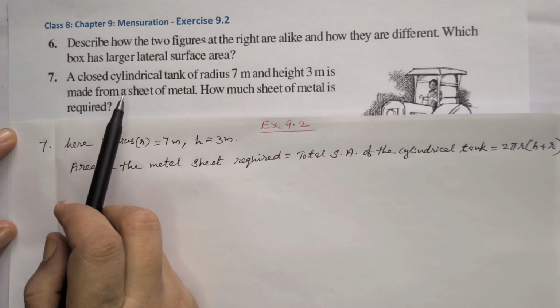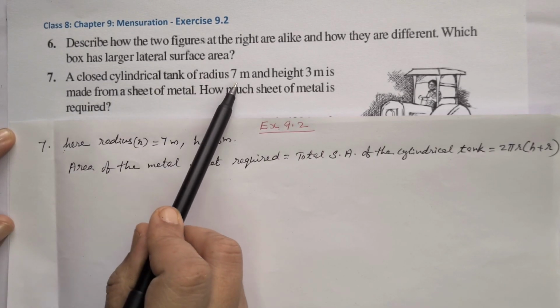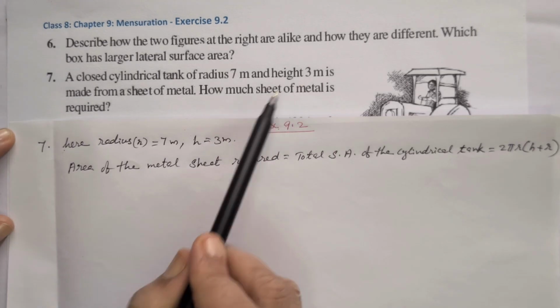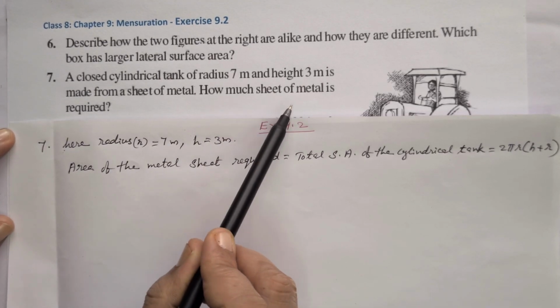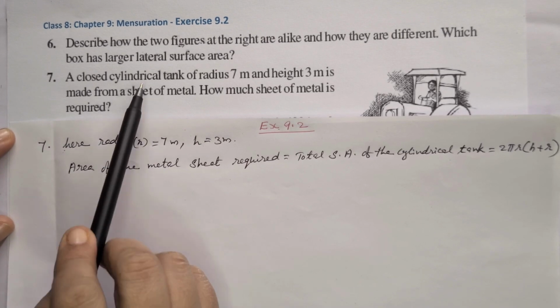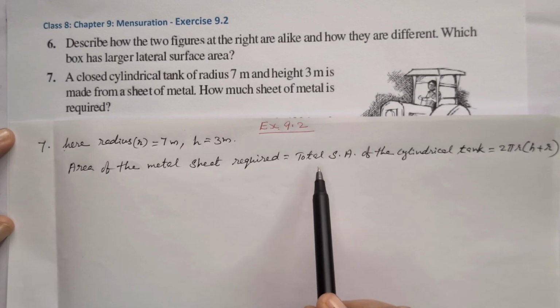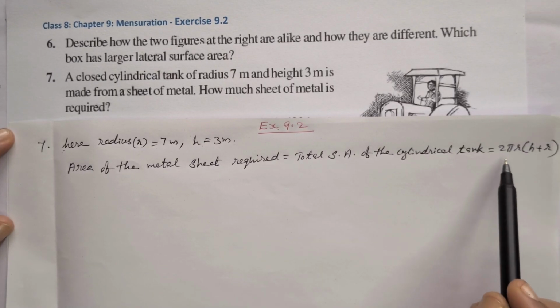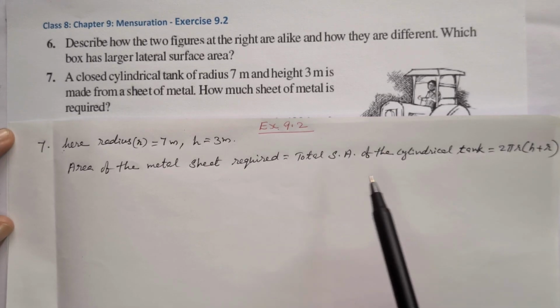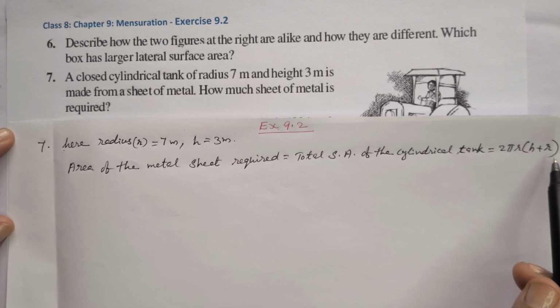Question number 7. A closed cylindrical tank. It's closed, that means we have to consider the total surface area. Tank of radius 7 meter, height 3 meter, is made from a sheet of metal. How much sheet of metal is required? So for a closed cylindrical tank, the area of the metal sheet required is equal to the total surface area of the cylindrical tank. Curved surface area is 2 pi r h, and the top is a circle, the bottom also a circle, so 2 pi r square again will come.